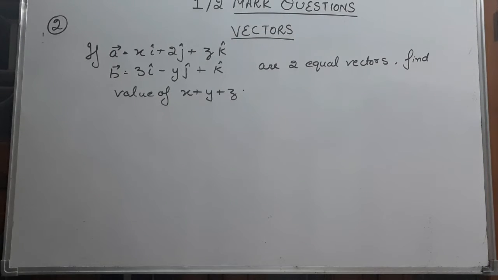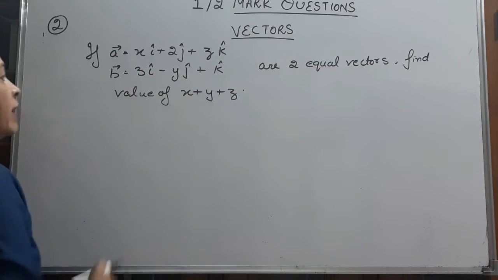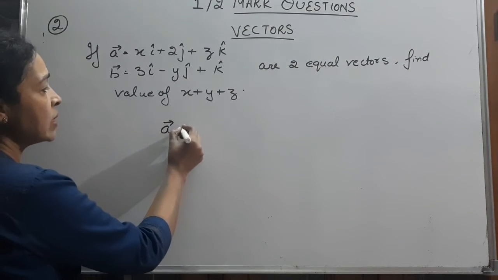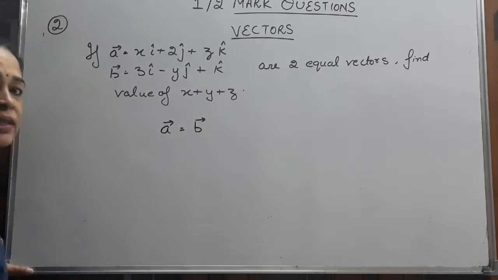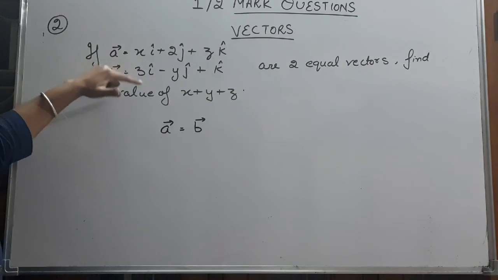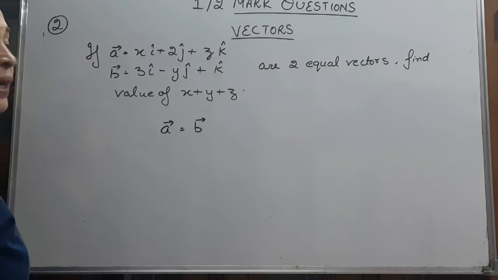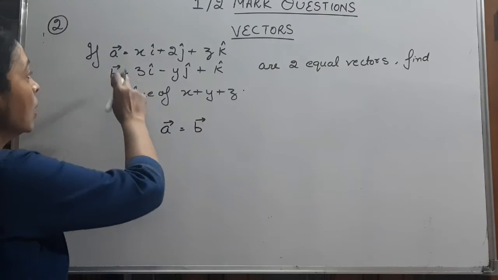If vector A equals x i cap plus 2 j cap plus z k cap and vector B is 3 i cap minus y j cap plus k cap, we have to first find the value of x, y, z. Since vector A is equal to vector B, what does this mean? It means the components of i cap are equal, and the components of j cap and k cap are also equal.